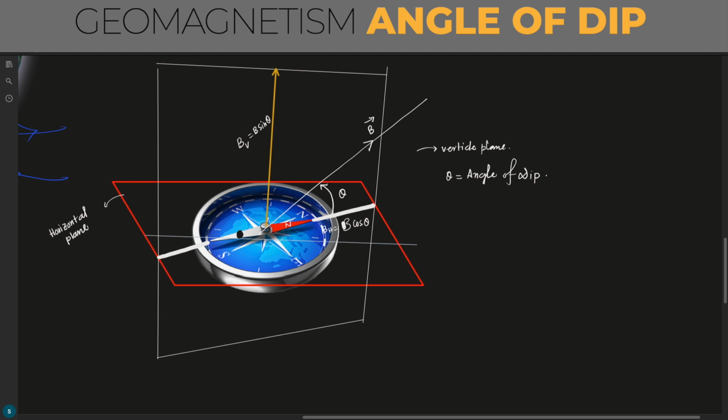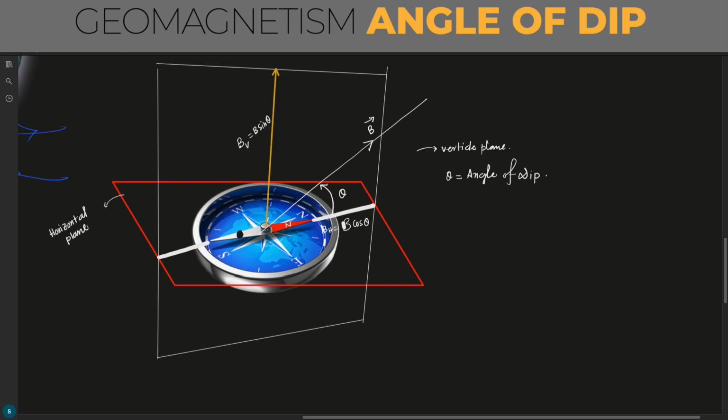What is the relation between the angle of dip and angle of declination, if you ask me? Now, as you can see from here, if I just draw another angle, what is the angle I'm trying to draw now? I'm trying to draw an angle which is the angle between the earth magnetic field and the geographic magnetic field.